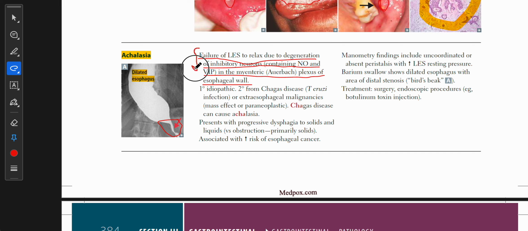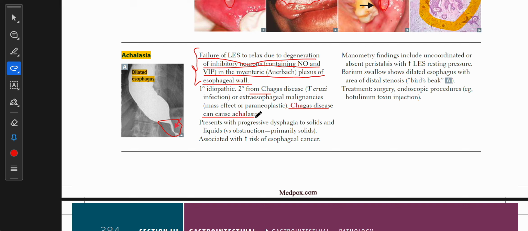Failure of LES, lower esophageal sphincter relaxation. It is primary idiopathic, or secondary from Chagas disease, which is caused by Trypanosoma cruzi infection, or extraesophageal malignancies, mass effect or paraneoplastic syndromes. So Chagas disease can cause achalasia, that you have to remember. CHA for Chagas, achalasia is CHA chalasia.